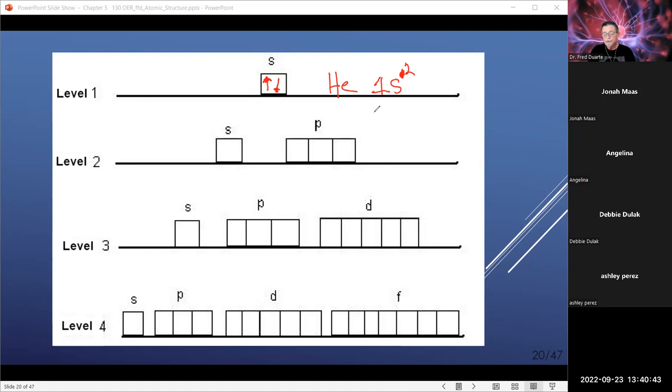Helium has 2 electrons. All of those electrons occupy the first energy level, and for helium, those 2 electrons occupy the s orbit, and hence we put a superscript 2.